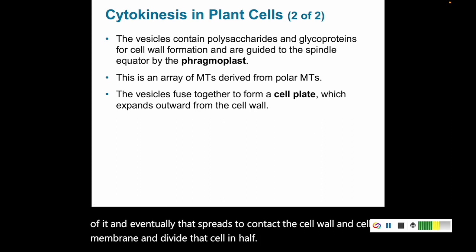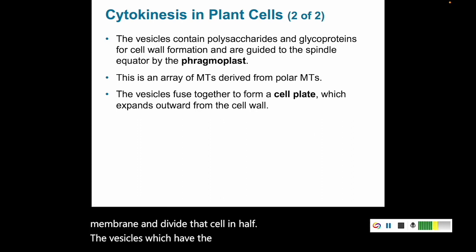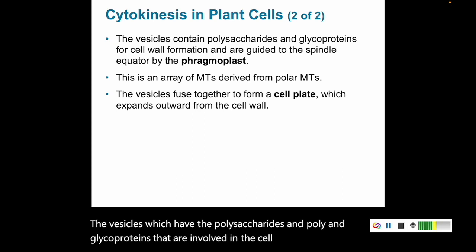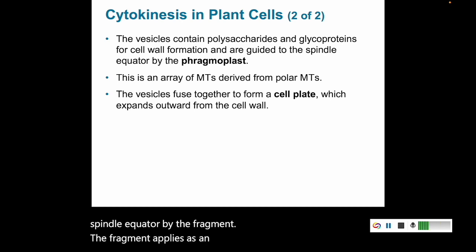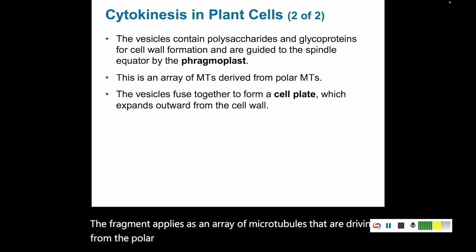The vesicles, which have the polysaccharides and glycoproteins that are involved in the cell wall, will move to the spindle equator guided by the phragmoplast. The phragmoplast is an array of microtubules that are derived from the polar microtubules, and those vesicles fuse together to form a cell plate, which expands outward towards the cell wall.